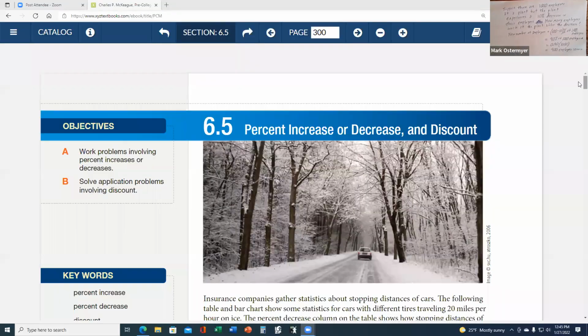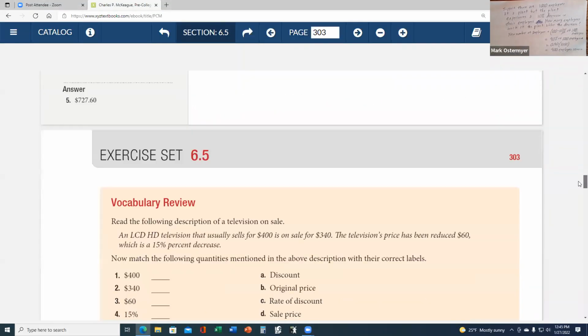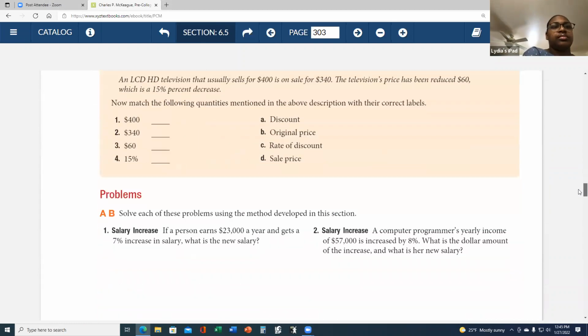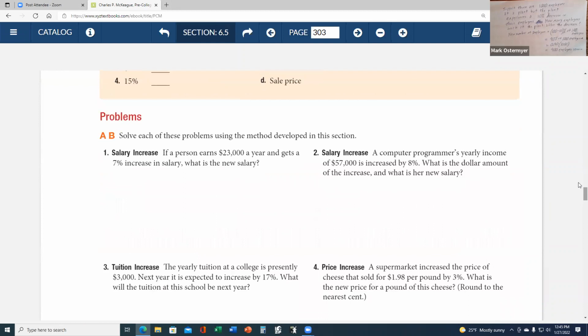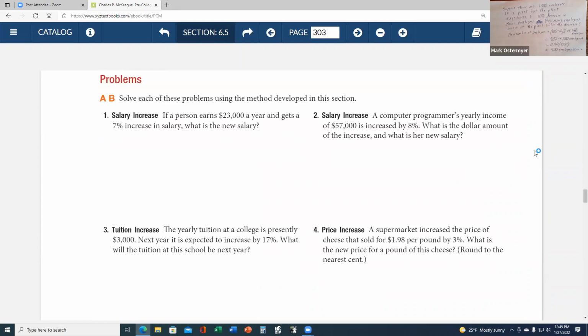Let's go back to section 6.5 and let's try to dial up some problems. So I'm going to go right down to our exercise set, which is exercise set 6.5. And let's see if we can begin to dig into a couple of these word problems here. All right, ladies and gentlemen, number 2, a computer programmer's yearly income is $57,000, which experiences an 8% increase. What is the dollar amount of the increase and what is her new salary?